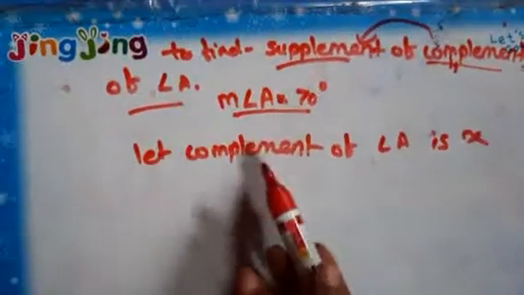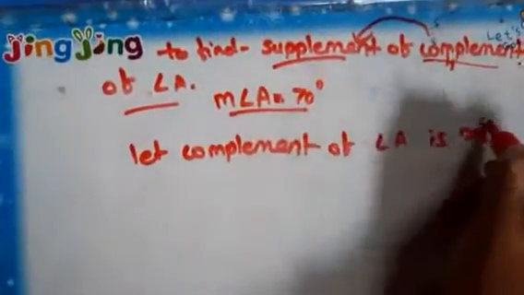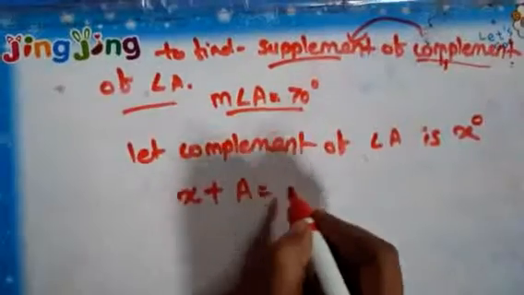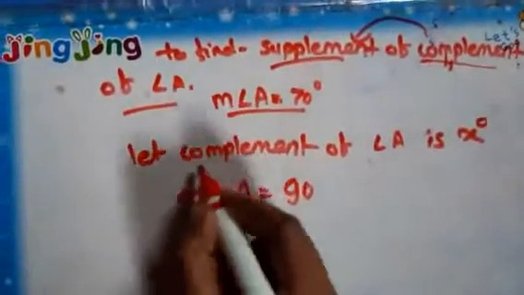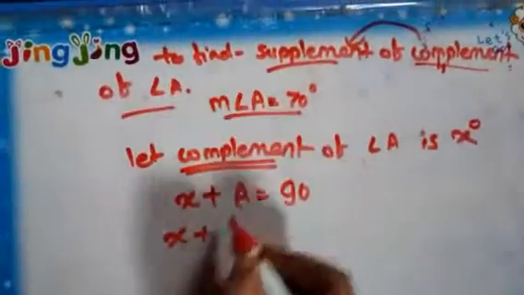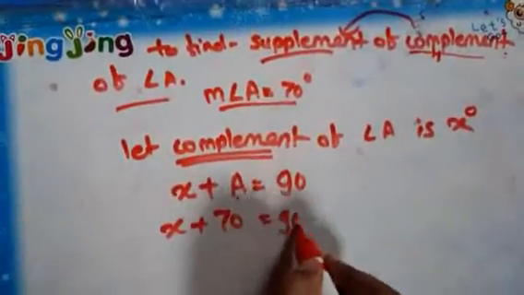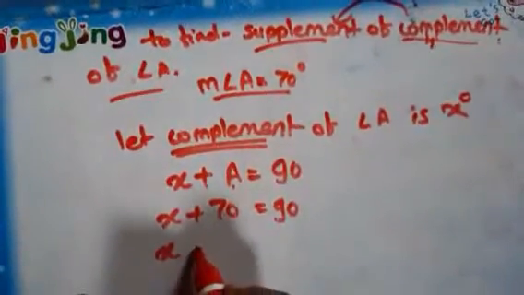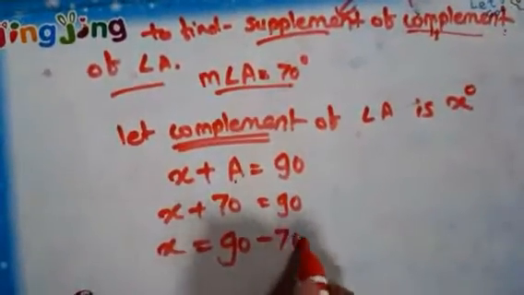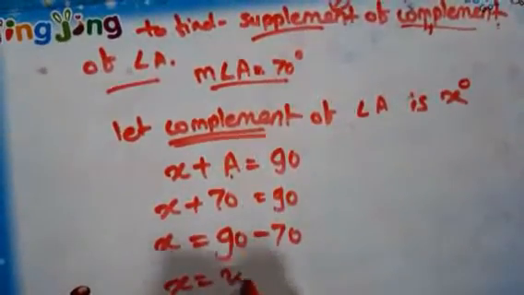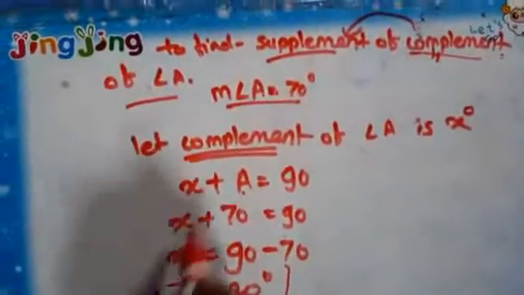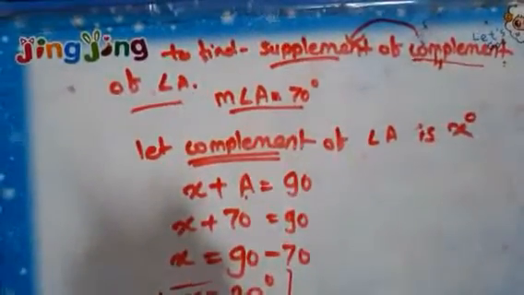So let the complement of angle A be x degrees. So what can we write? x plus A is equal to 90 degrees, as they are complementary. x plus the value of A, 70, is equal to 90. So the value of x will be 90 minus 70, so x will be equal to 20 degrees.